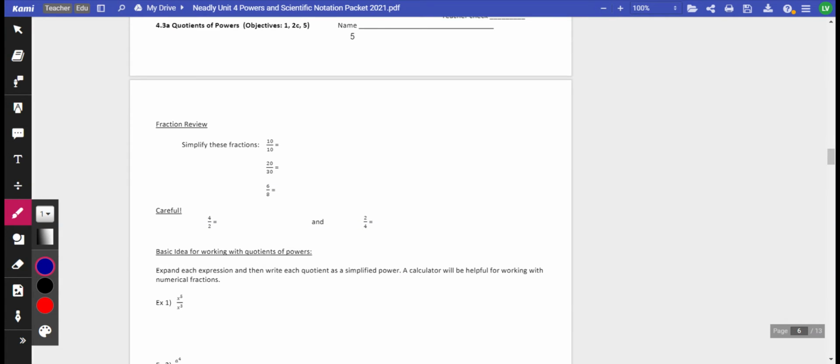4.3a quotient of powers. So let's do a little bit of fraction review. We're going to simplify these fractions. 10 divided by 10 equals 1. 20 divided by 30 becomes 2/3. 6 divided by 8 becomes 3/4.